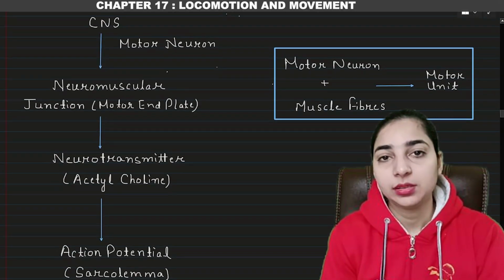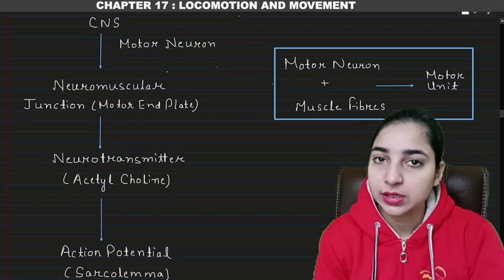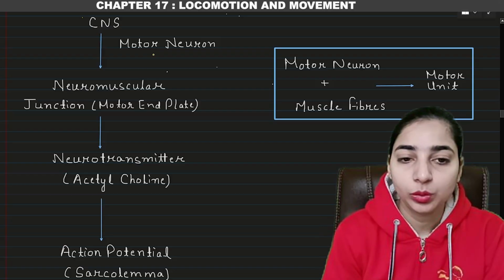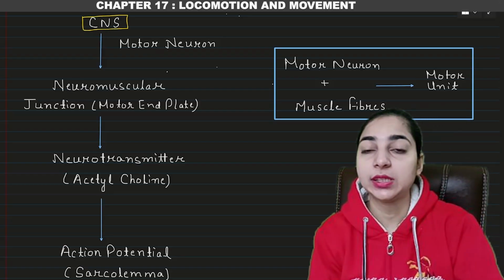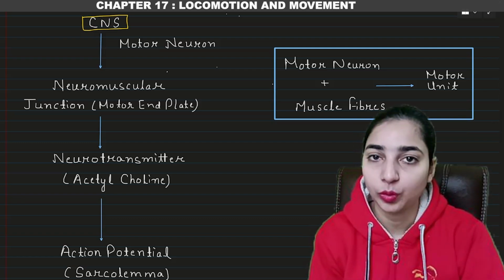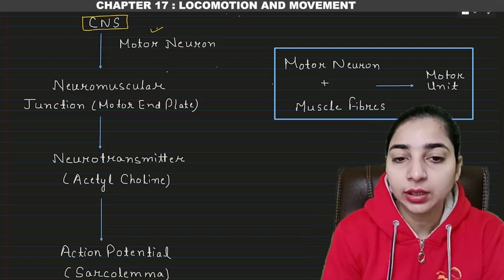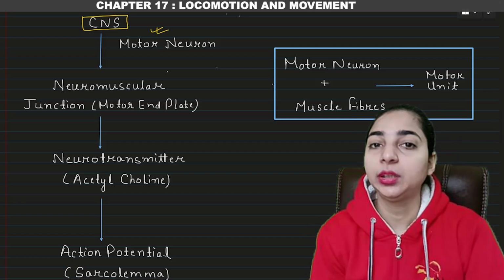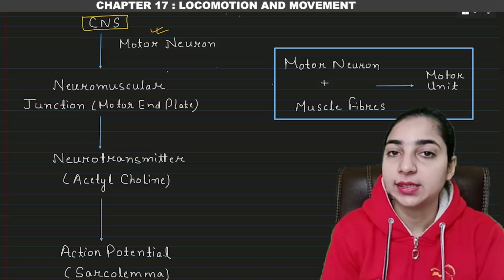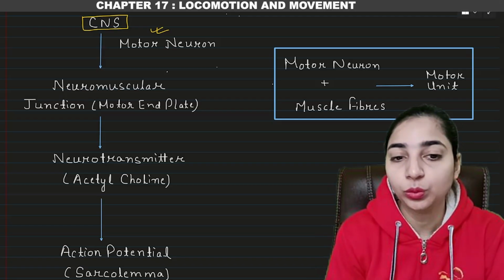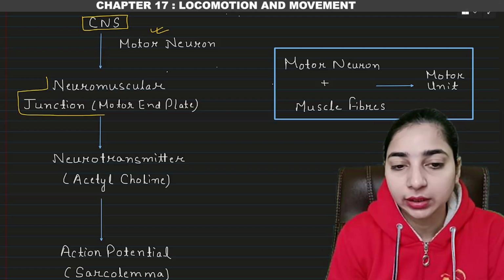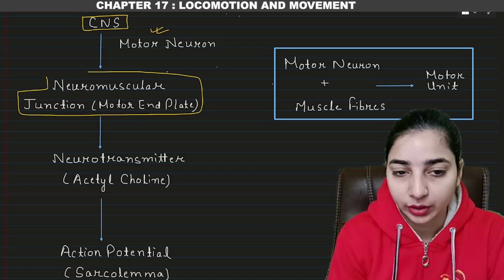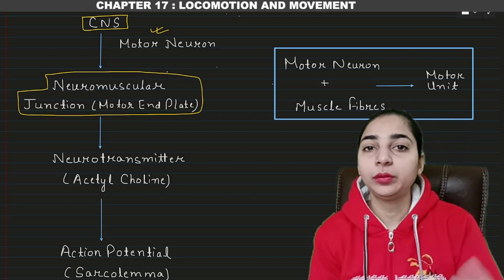And we know that the involvement of the central nervous system is important here. It will start when the central nervous system sends a motor signal through the motor neuron, and this signal will reach the neuromuscular junction. So what is the role of the motor neuron?